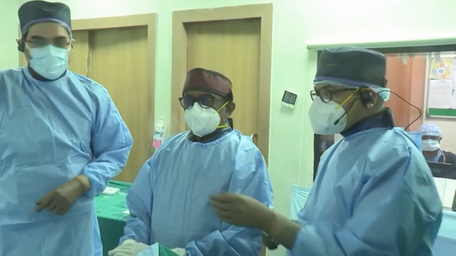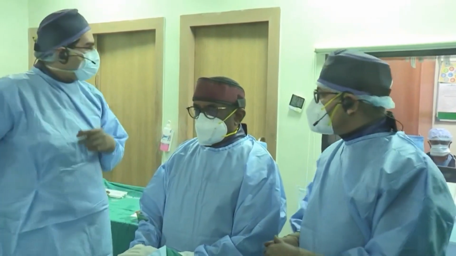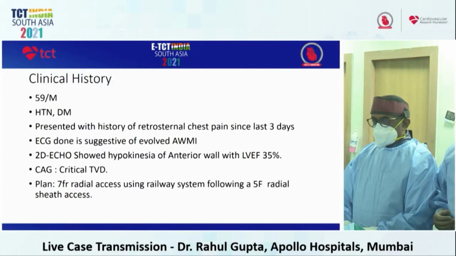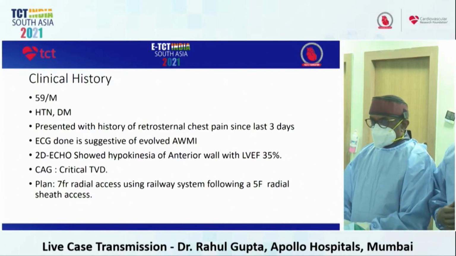Good afternoon, everyone. I'll be presenting the short history of the patient. Can you put the PPT? Yeah. This is a 59-year-old male, a known case of diabetes and hypertension for the past 15 years, presented to us with a history of resting chest pains in the last 3 days. The ECG was done, was suggestive of evolved anterior wall MI. Echo showed hypokinesia of the anterior wall with an EF of 35%. So we did the CAG, which showed critical triple vessel disease, and so we'll show you the angiography also.